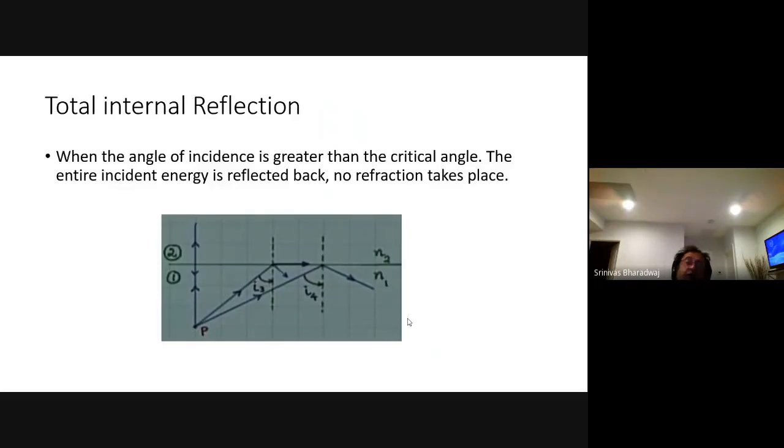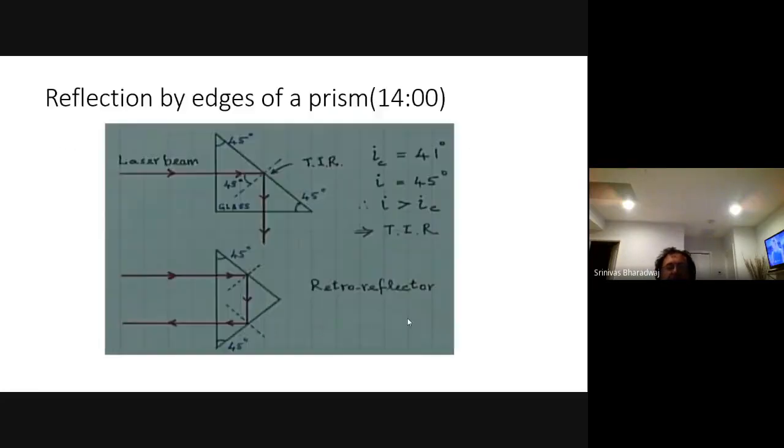There is no refraction that takes place beyond that angle. All the light is reflected back. Now, reflection by the edges of a prism, you have total internal reflection. If you had this kind of a prism, you also have a retro reflector.